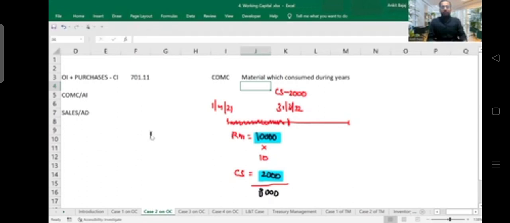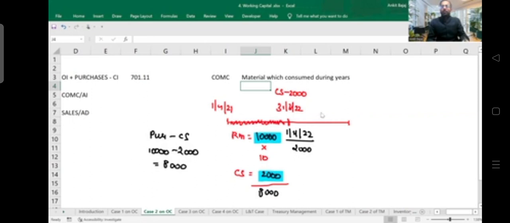So what formula have we used? Purchases minus closing stock, that is 10,000 units minus 2,000 units. So you have consumed 8,000 units. Now, what is going to be the opening stock for next year, that is for 1st April 2022? Opening stock is going to be 2,000 units.